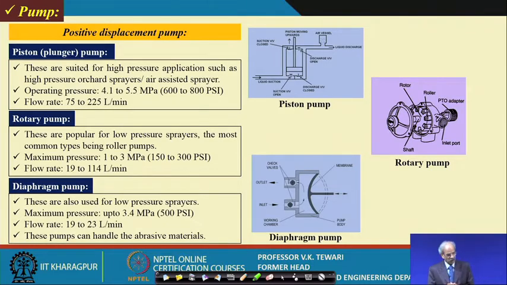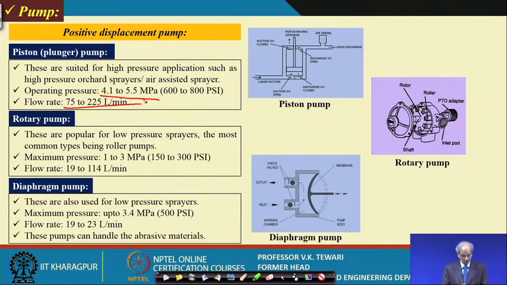Generally, when you are talking of high pressure pumps, these are piston pumps, plunger pumps, diaphragm pumps or rotary pumps. We have talked of this pressure, but it is worth mentioning here also. The operating pressure varies from 4.1 to 5.5 megapascal, or 600 to 800 psi. Then the flow rate is about 75 to 225 liters per minute. So, this much is the flow rate.